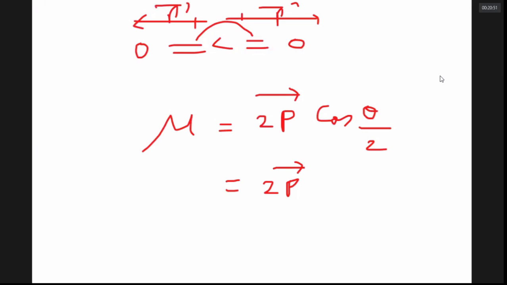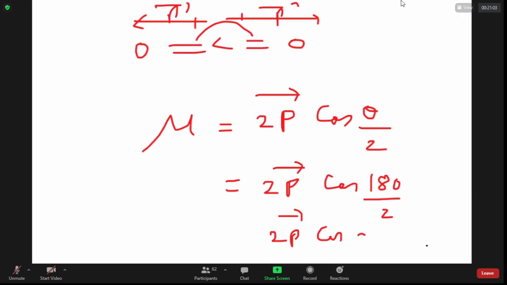2p bar cos theta by 2. Here theta is equal to 180 degrees, right? Cos 180 by 2 means cos 90. What is the value of cos 90? 0. Therefore, net dipole moment is 0.